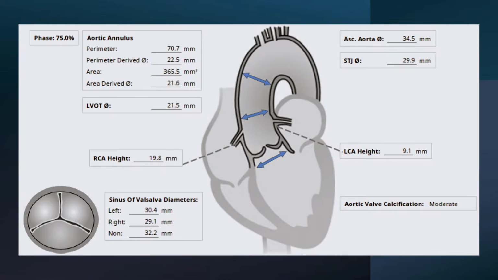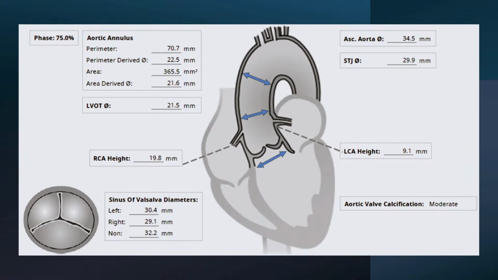If we see the left-hand upper border, we can see the perimeter is 70 millimeters, the area derived here is 365.5 millimeters square, and the area derived diameter is 21.6. The importance here is that when we are selecting a self-expanding valve, we look more into the perimeter and derived perimeter. And when we are looking into a balloon-expandable valve, we look into the area and area derived diameter.